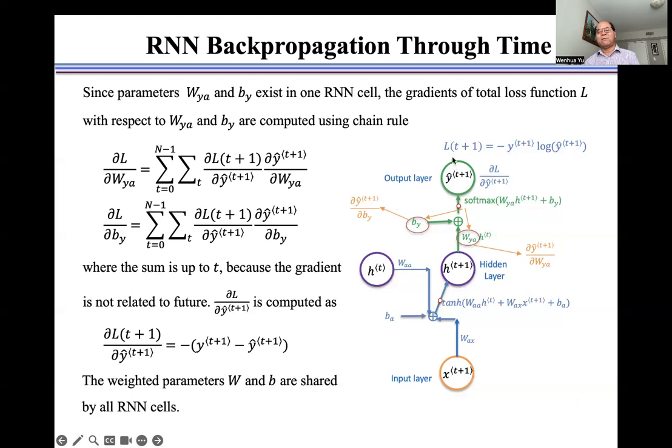In the same way, we calculate the gradient of the loss function error with respect to the bias BY. First, I calculate the gradient, and then we calculate this gradient.